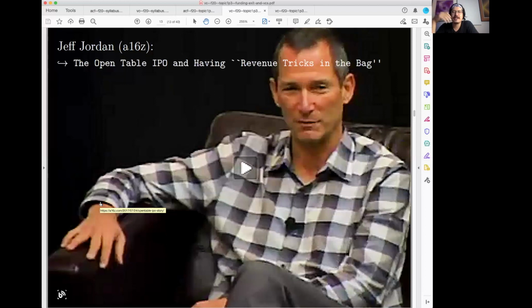But he's talking about the going public process for OpenTable, and one of the things that he mentions, and I think this is actually very much true in terms of going public, is that when OpenTable went public, they made sure that they had a couple of growth initiatives that they felt very confident about that would pretty much guarantee that they wouldn't fail to meet analyst expectations for at least roughly a year after going public. That's what I call revenue tricks in the bag, right?